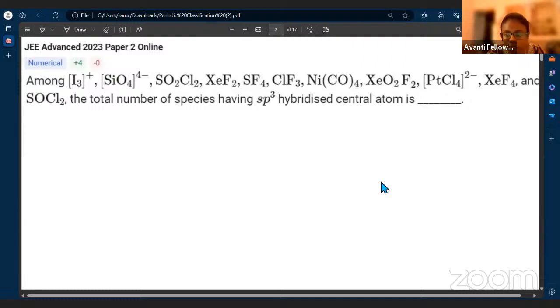Okay, fine. Just tell me how many species have the sp3 hybridized central atom. You have I3 plus, SiO4 4 minus, SO2Cl2, XeF2, SF4, ClF3, Ni(CO)4, XeO2F2, PtCl4 2 minus, XeF4 and SO2Cl2. So the total number of species having sp3 hybridized central atom is? Which among the following species has sp3 hybridized central atom?